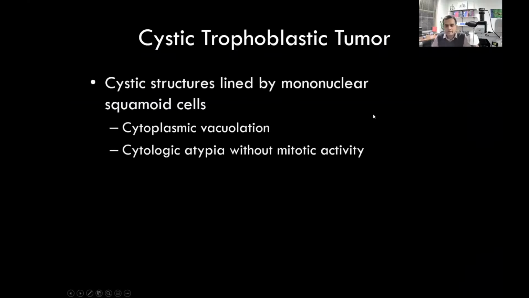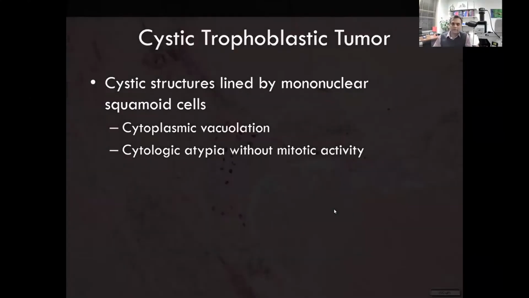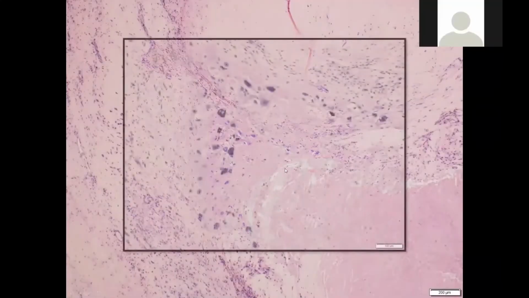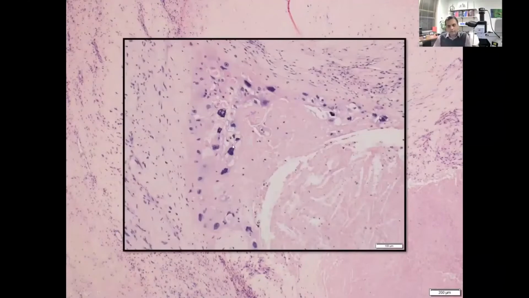And finally, there is this entity called the cystic trophoblastic tumor, which is an addition to the new WHO edition. So this cystic trophoblastic tumor essentially morphologically consists of cystic elements that are lined by squamoid-looking mononuclear cells. And they classically have this cytoplasmic vacuolation. And if you look closer, they do look very atypical because the nuclei are enlarged and abnormal, but you can see that the chromatin as a whole is smudged. So this is an example of a degenerative type of atypia, right?